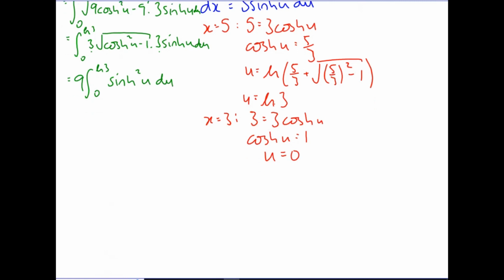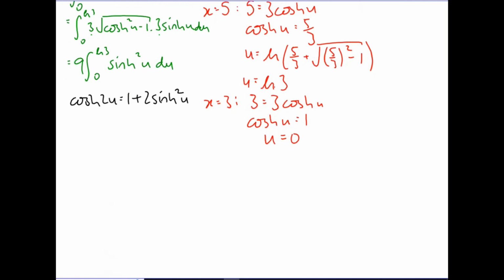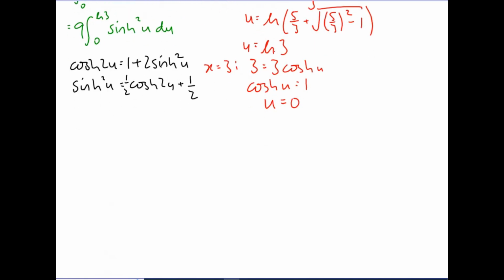Integrating sinh squared works the same as integrating cos squared from earlier, so we're going to use the identity for cosh 2u, which is 1 plus 2 sinh squared u. Remember, to work out identities for hyperbolic, you take the corresponding trig identity, and if there's a sine squared, you change the sign on that. Making sinh squared the subject, so I minus the 1 across, and divide by 2. So a half cosh 2u minus a half. And then sub that into my integral: the integral from ln 3 to 0 of half cosh 2u minus a half du.